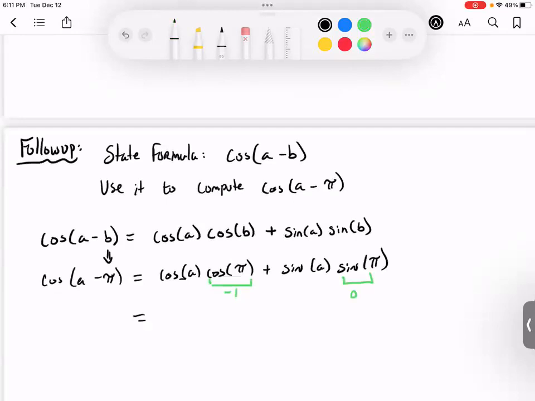Cosine of a times -1 is negative cos a, right? Because you have to multiply. Sine of a times 0 is 0. And, well, what do you know? We get negative cos a again.